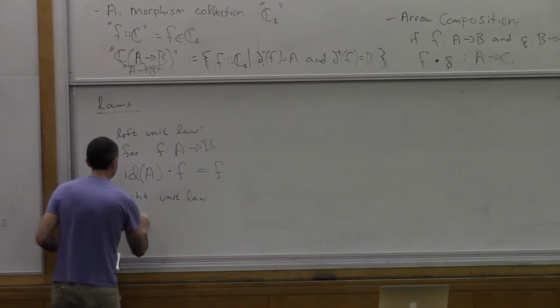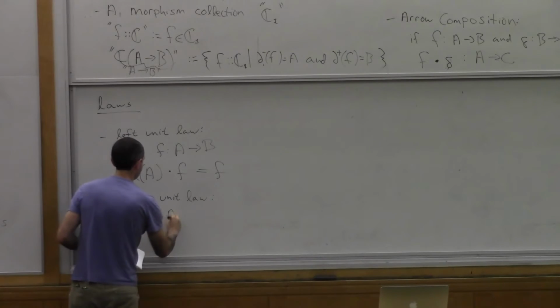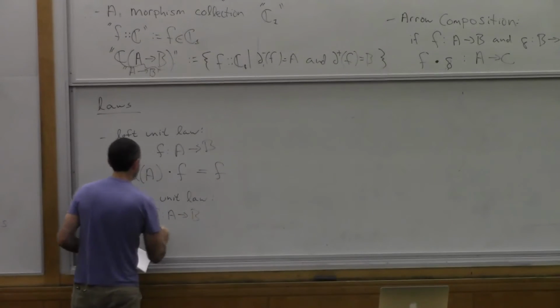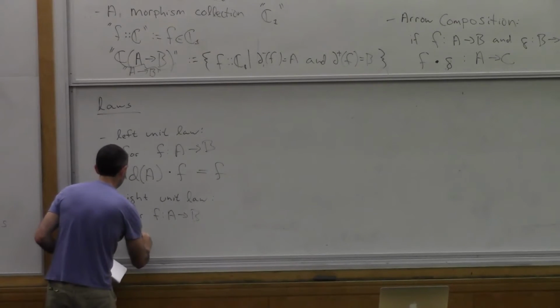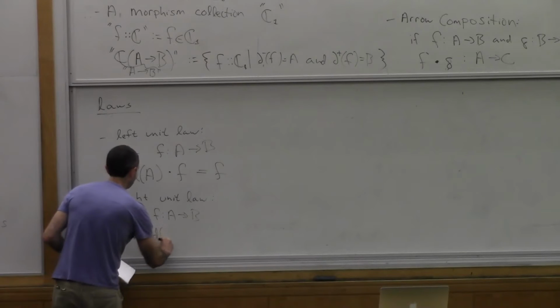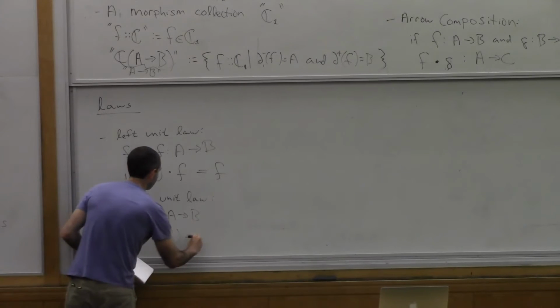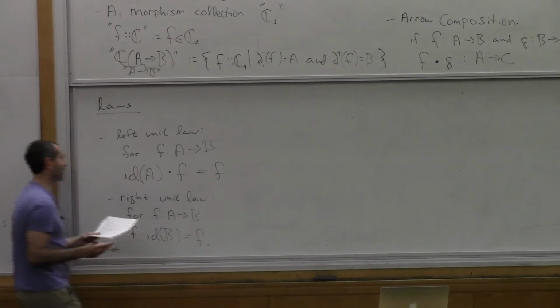Next we have the right unit law. So again, we have the same arrow. Then if I compose that arrow with the identity arrow on the object B, I again get that same arrow back.